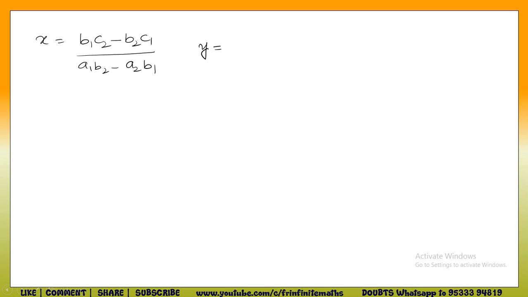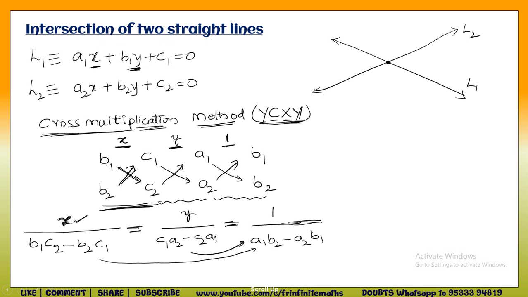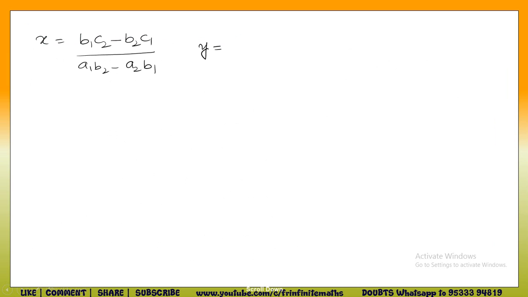The same way we can find out the value of y. So if you observe the value of y, what am I going to get? c1 a2 minus c2 a1 divided by the same denominator. So which gives me c1 a2 minus c2 a1 divided by a1 b2 minus a2 into b1. Now this is nothing but my x value and this is nothing but my y value.